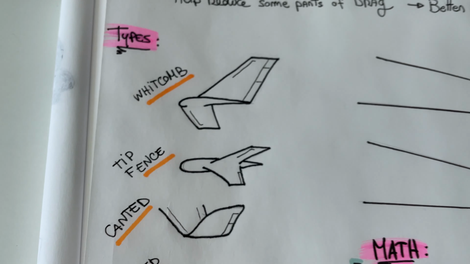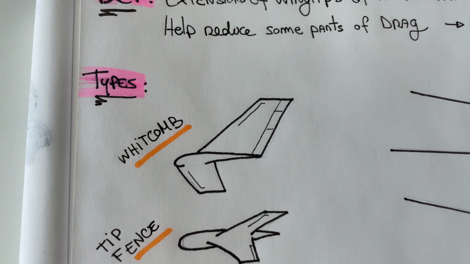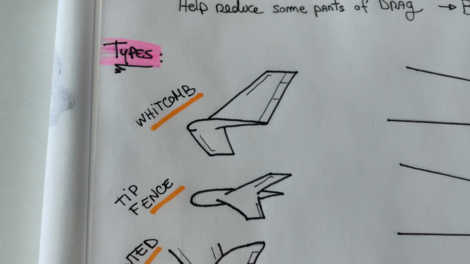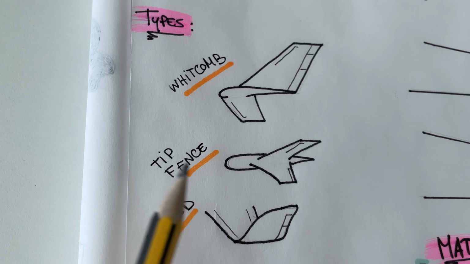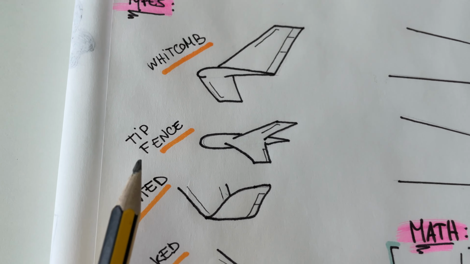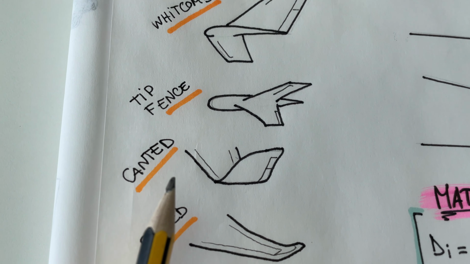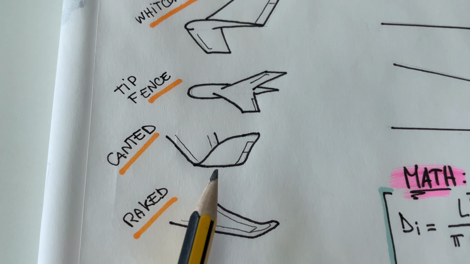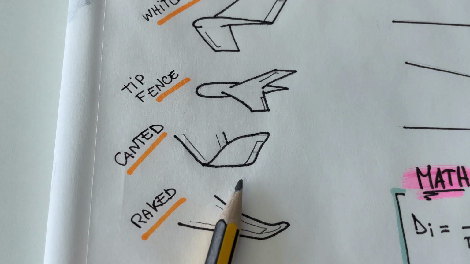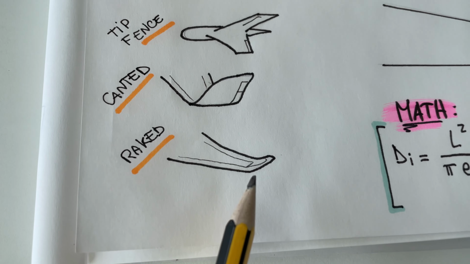So let's see what types of winglets we have. We can have the Whitcomb, which is like a double winglet. Moving on, we have the tip fans, something like this. We have the canted wingtip. This is the kind of winglet that you nowadays see in any kind of plane. And we have the raked winglet as well.